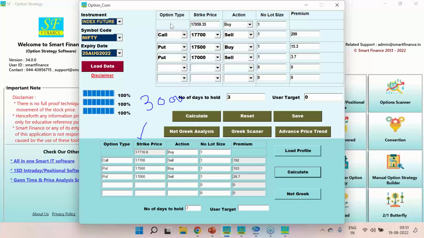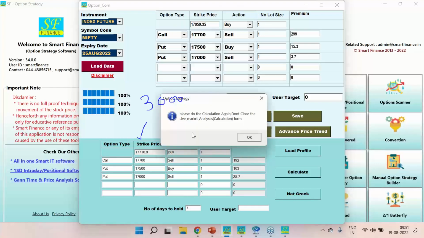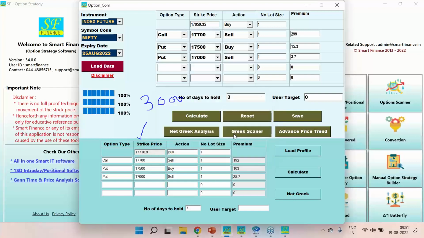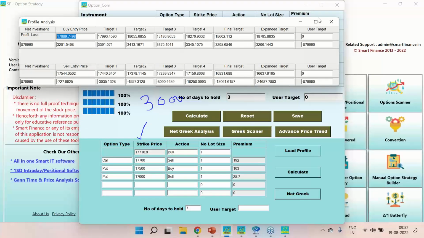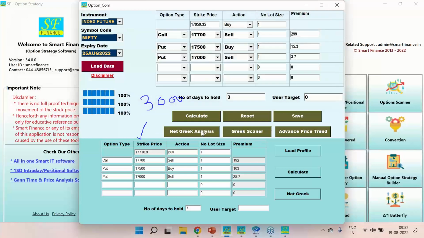The second benefit: once we form the same strategy today, prices have changed, and if we go for the Greek analysis, there is a small bug, which we will be fixing. Going for the net Greek analysis here, on that day what was the net delta? The same net delta, we look at for this current strategy.